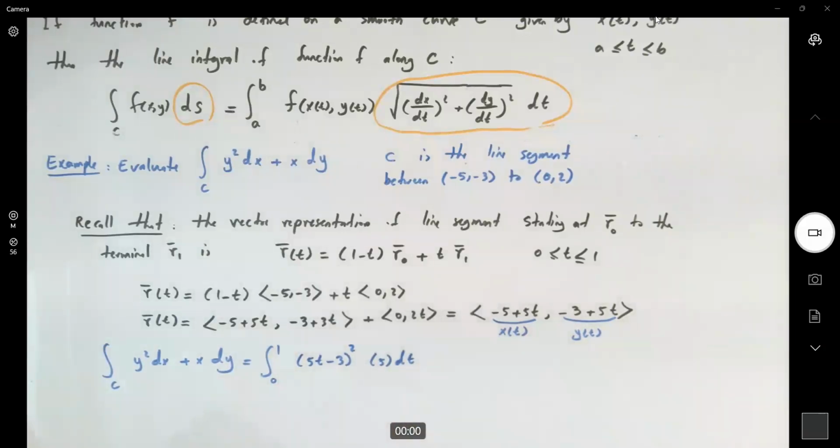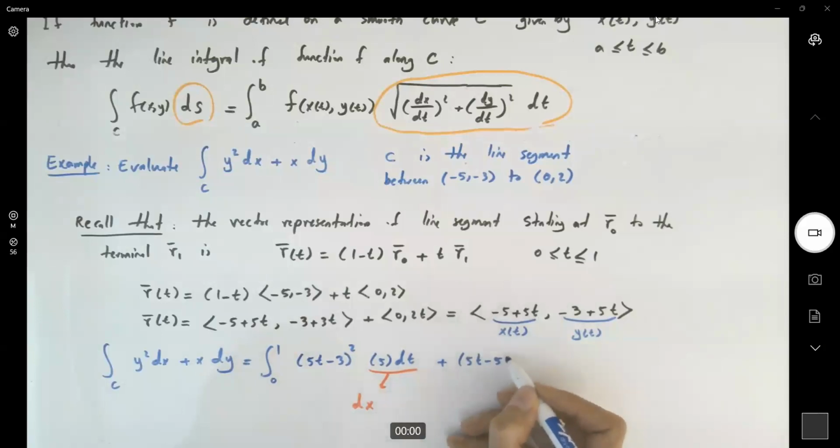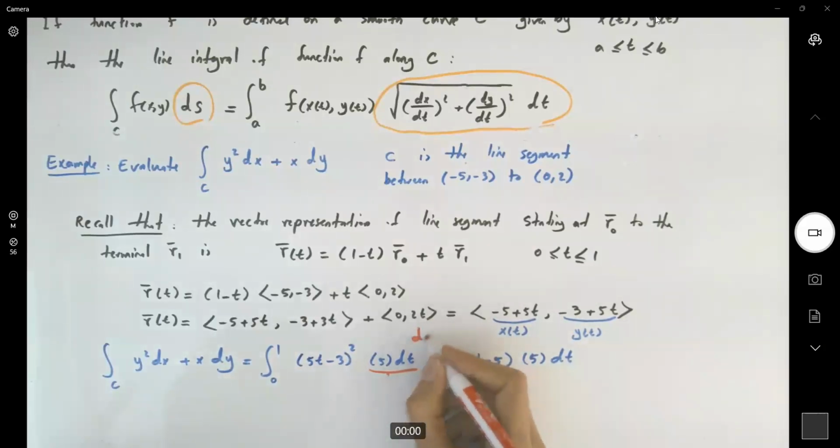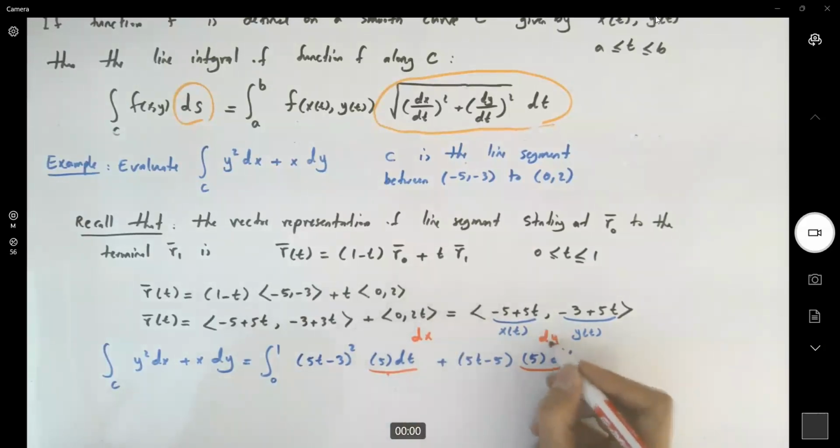So this is our dx. Let me just write it down here so you know what we did. This is dx. And plus, now here I have x dy. My x is 5t minus 5. And here I have dy. dy is going to be 5 dt. So dx and dy. Perfect.